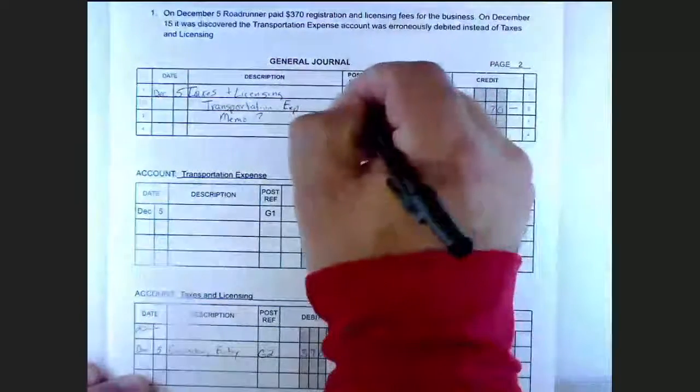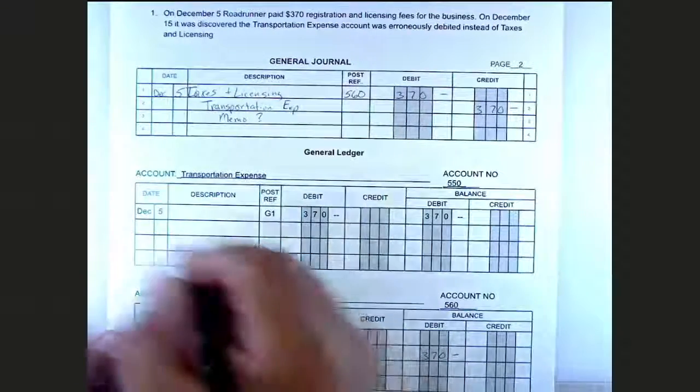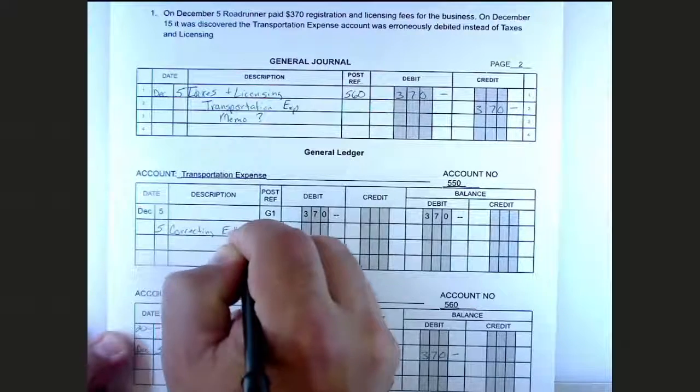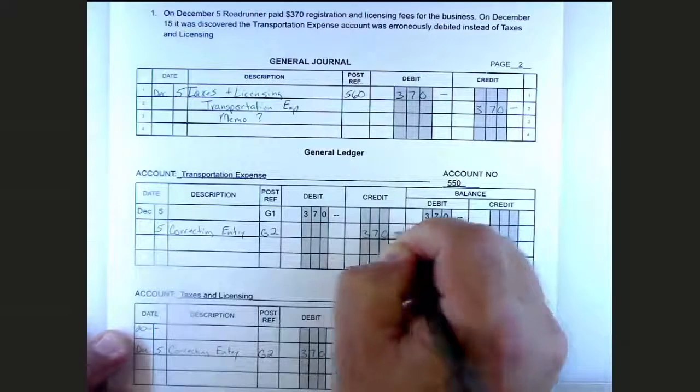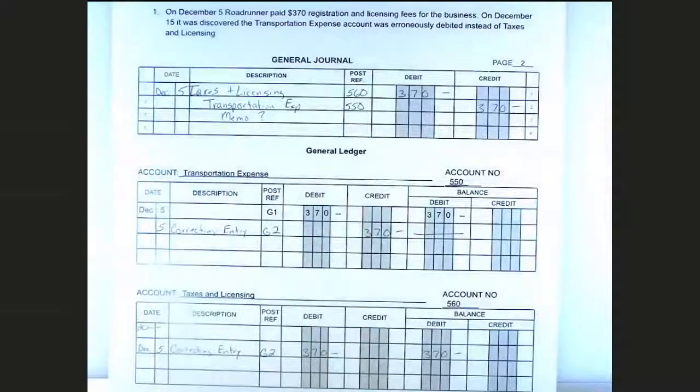I'm going to check it off up here, account number 560, and then the same thing for the second account. Transportation expense on the 5th, using a correcting entry, on G2, credit for $370. Zero balance. So to create a corrected entry, you simply undo the error, back out of it, and then the other half is doing what is supposed to be done. Does that make sense?